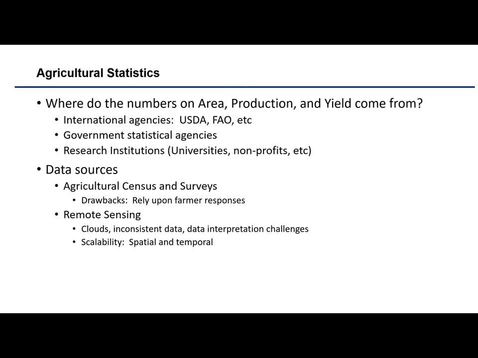And then separately, the data can come from remote sensing. Most countries rely predominantly on the census and survey data. Canada has actually invested a lot in their satellite imagery, and they're leveraging satellite imagery into their estimates more and more every year. It's quite fascinating work that they're doing. So we utilize both sources of information, from the governments around the world, as well as our own remote sensing analysis. But the drawbacks with remote sensing is that you have clouds, inconsistent data, and sometimes there are data interpretation challenges as well. And I'm going to highlight that very briefly in this next slide.